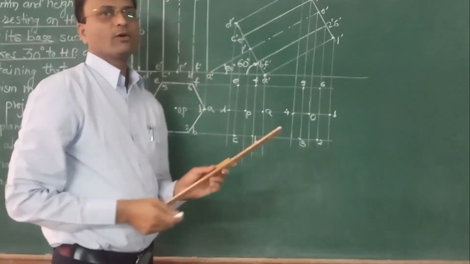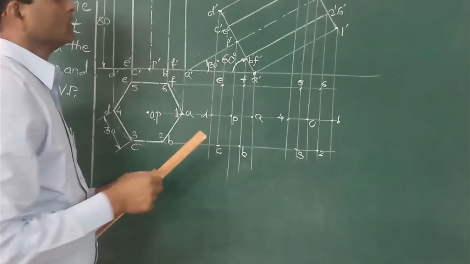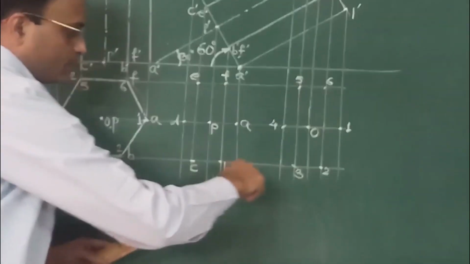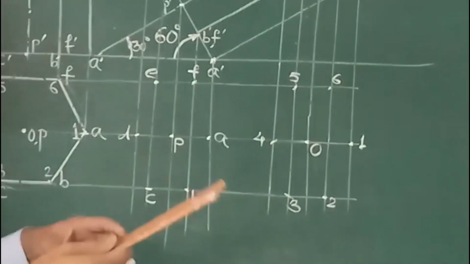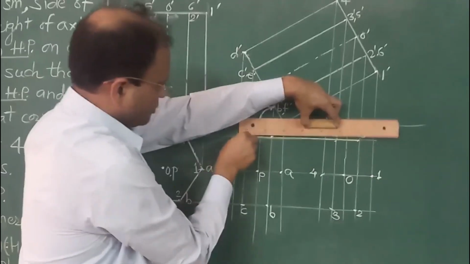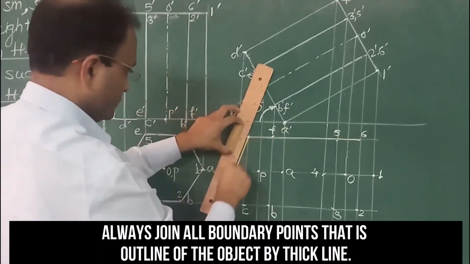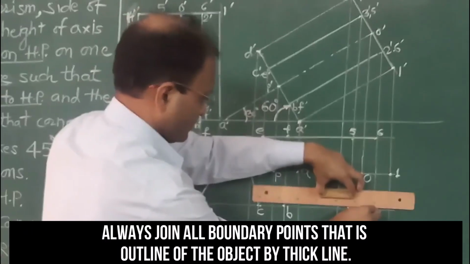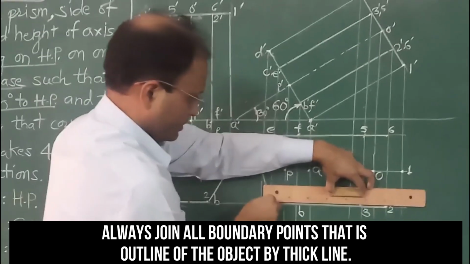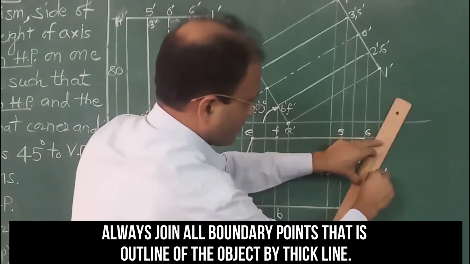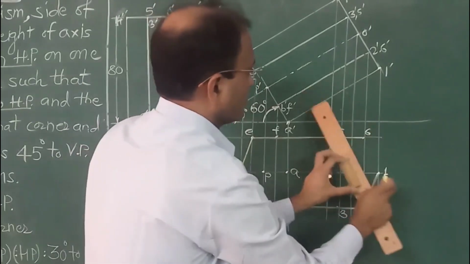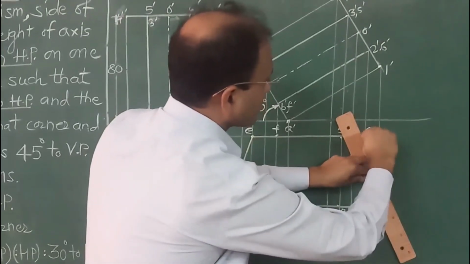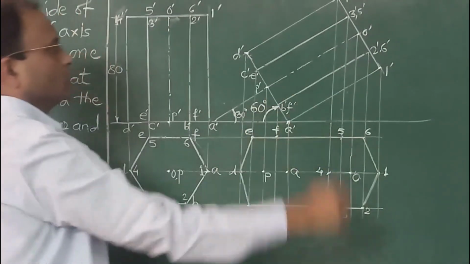Once we get all the points, we have to join the points. First we mark all the points on the boundary by thick lines. So these are all the points which are falling on the boundary.